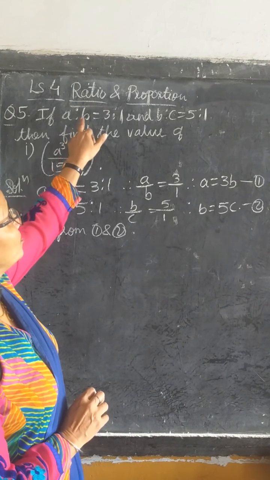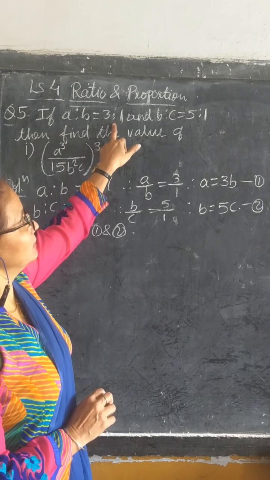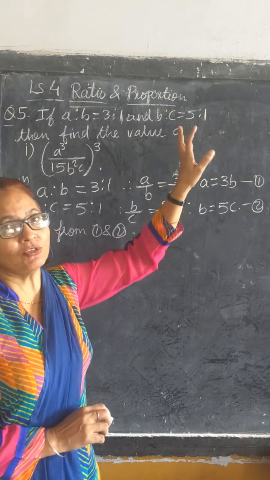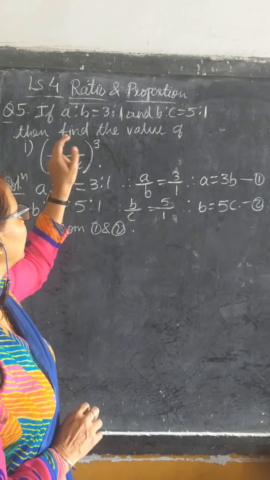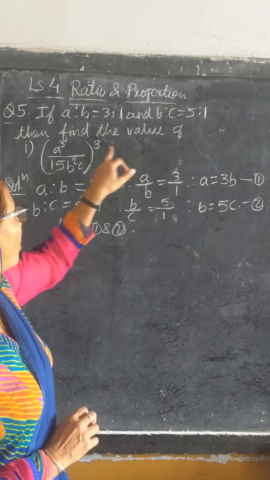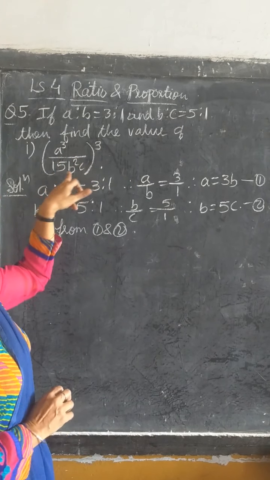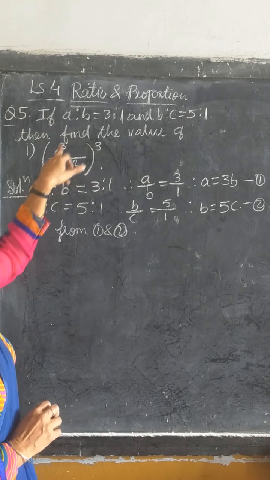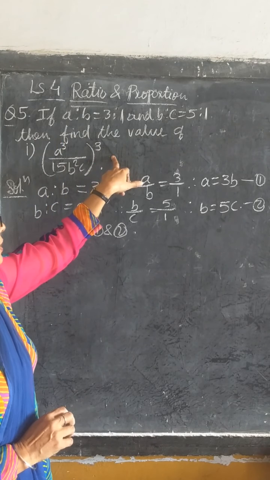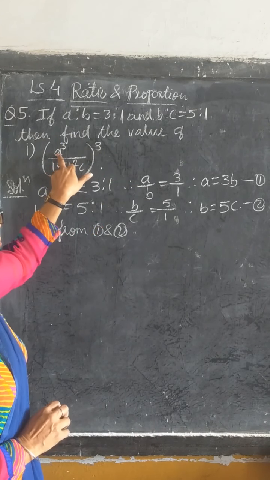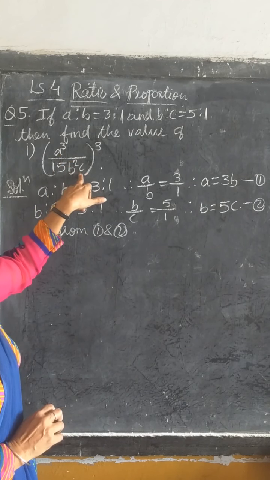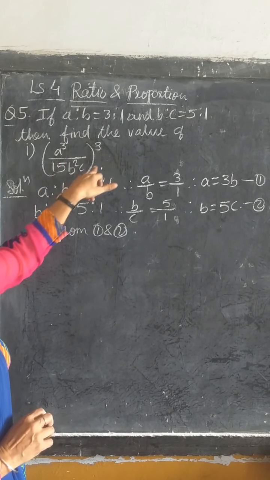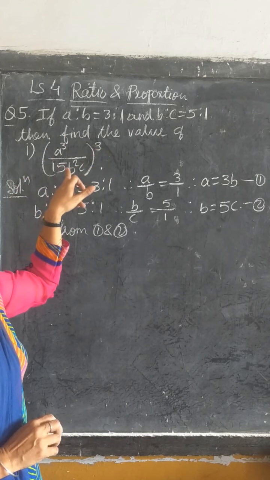Now if A is to B is equal to 3 is to 1 and B is to C is equal to 5 is to 1, this is given to you, then you have to find the value of A cube by 15B square C whole cube. Okay, it means you have to put the value of A, B and C, and then you will get the value of this complete term.